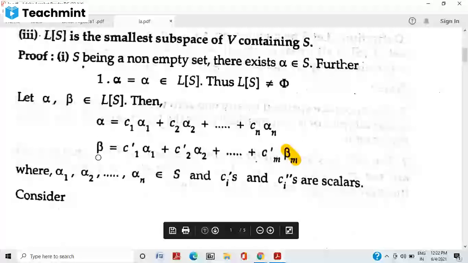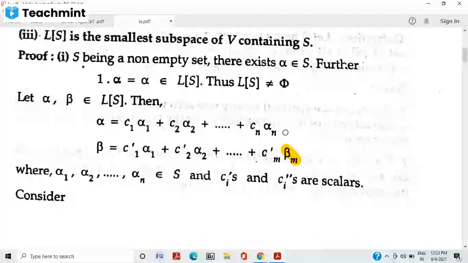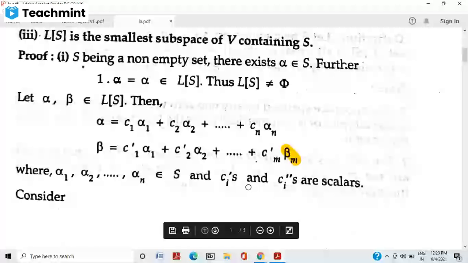Beta is also a linear combination of the vectors alpha 1, alpha 2, etc., alpha n, but with different scalars, not the same scalars. It should be some other scalars from F, so we can take C1 dash, C2 dash and Cn dash. Then we have alpha and beta. If we get alpha and beta, we should add alpha plus beta, and we have to show that it is also in L of S.